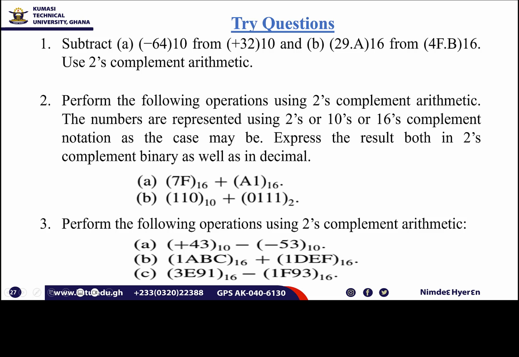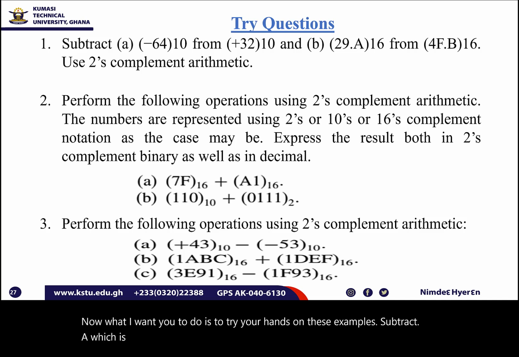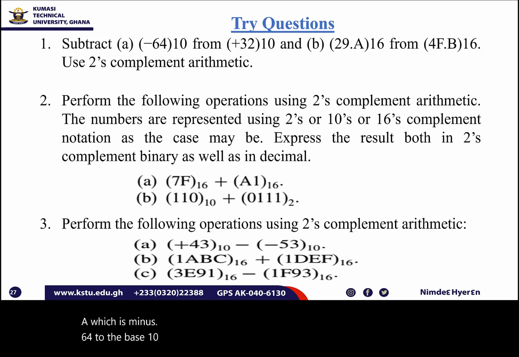Now, what I want you to do is to try your hands on these examples. Subtract A, which is minus 64 to the base 10, from positive 32 to the base 10. And then B, 29.A to the base 16 from 4F.B to the base 16 using 2's complement arithmetic.